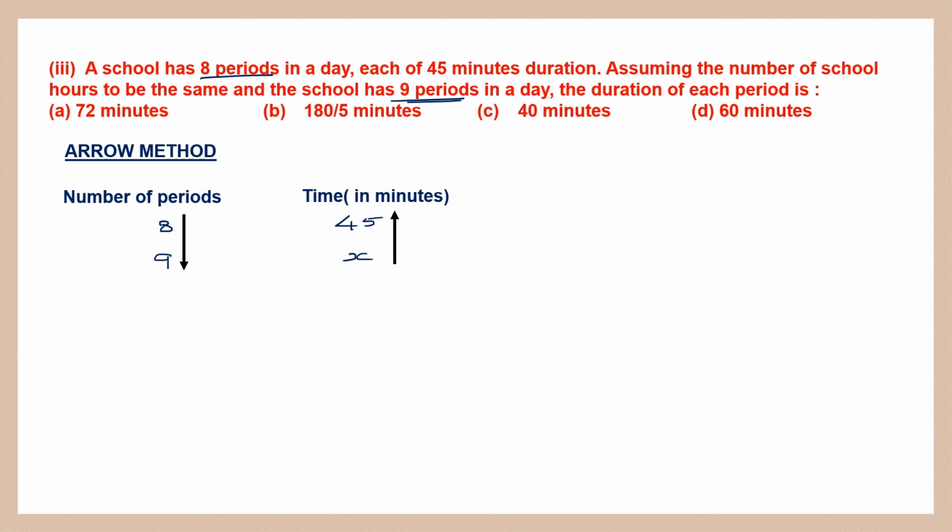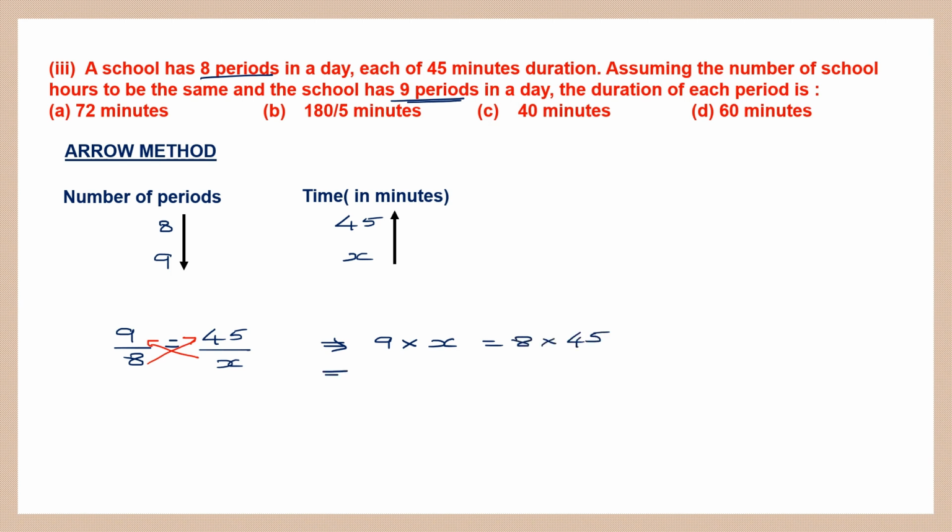Again, to make your equation, see the number that is closest to the arrowhead, and that is 9 here. So our fraction will be 9 by 8. 9 by 8 is equal to, on this side, what is closest to the arrowhead? It's 45. So we write 45 by x. And then we do cross multiplication. So this is going to be 9 into x, so 9 into x is equal to 8 into 45.